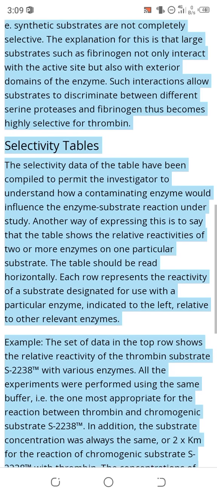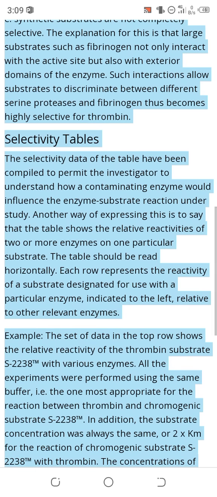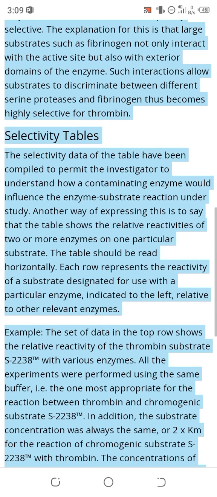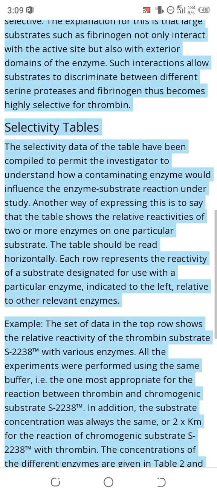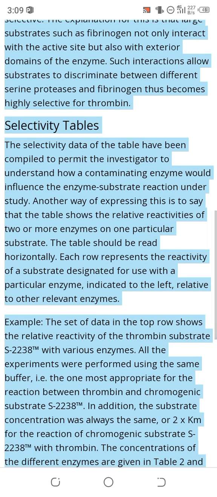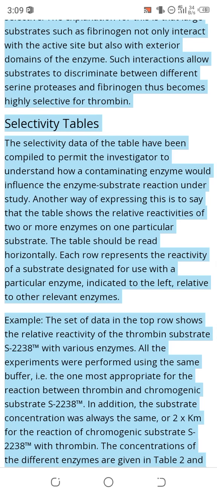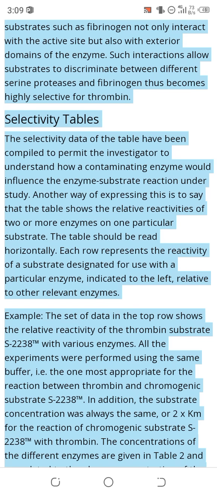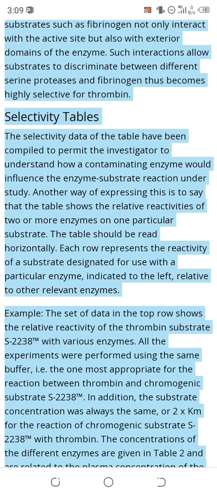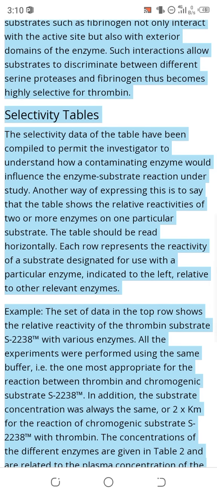Selectivity tables. The selectivity data of the table have been compiled to permit the investigator to understand how a contaminating enzyme would influence the enzyme-substrate reaction under study. Another way of expressing this is to say that the table shows the relative reactivities of two or more enzymes with one particular substrate. The table should be read horizontally.